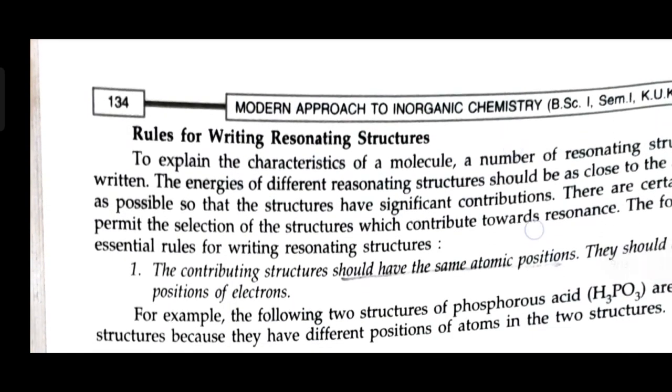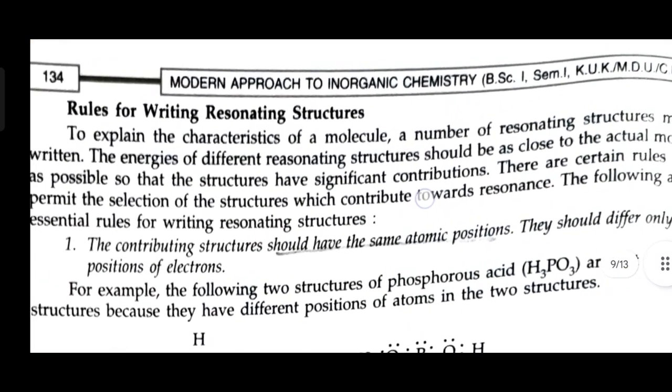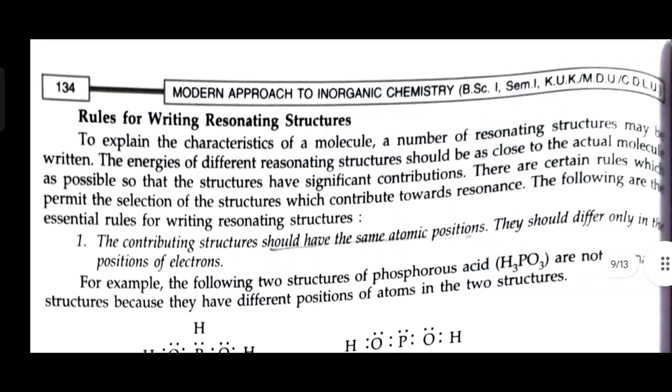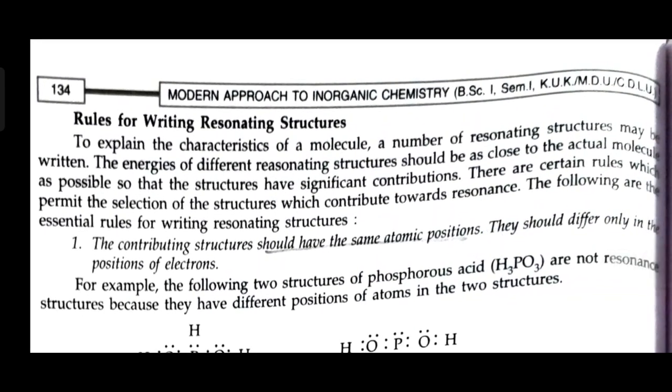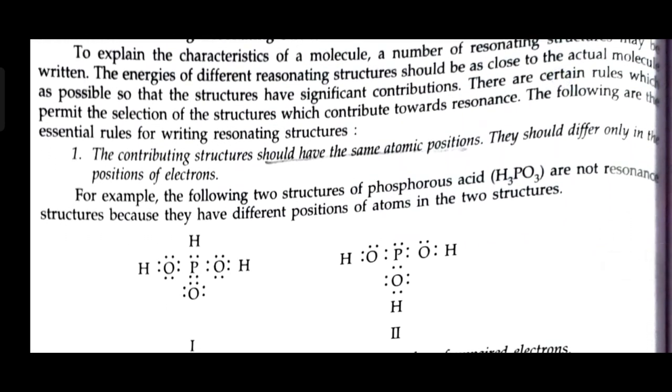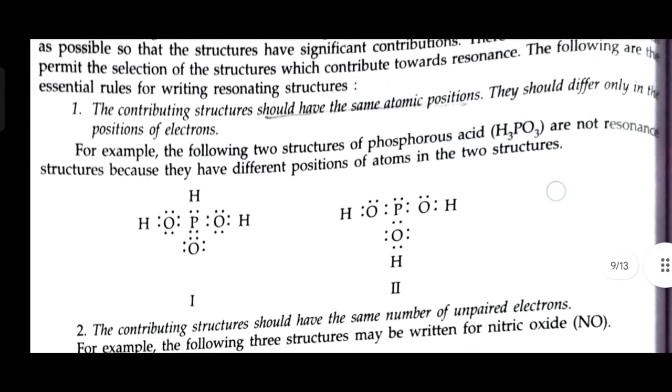Rules for writing resonating structures. To explain the characteristics of a molecule, a number of resonating structures may be written. The energy of different resonating structures should be as close to the actual molecule as possible so that the structures have significant contribution. There are certain rules which permit the selection of the structures which contribute towards resonance. The following are the essential rules for writing resonating structures. First, the contributing structures should have the same atomic positions. They should differ only in the position of electrons.